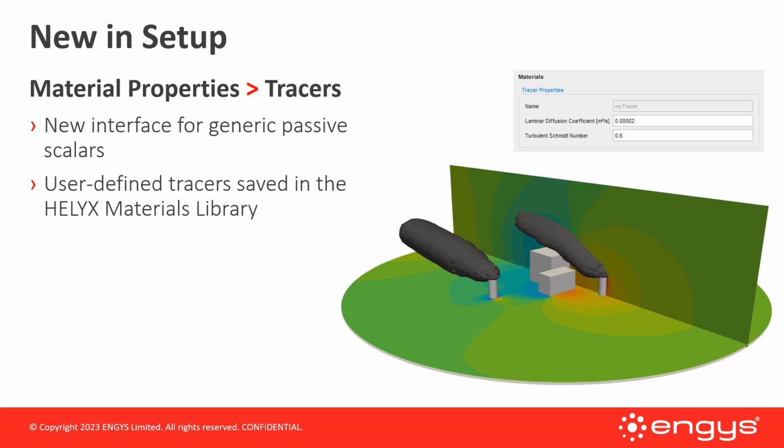We also have a new interface for generic passive scalars, or tracers, as you can see in the image on the right. Any user-defined tracers can be saved in the Helix materials library.